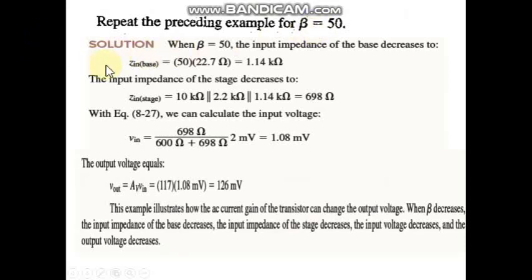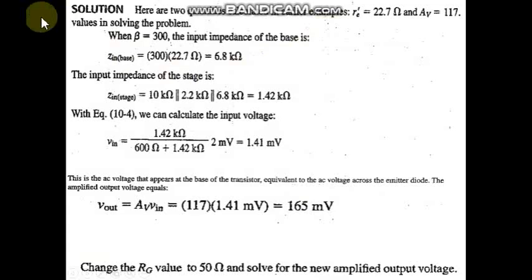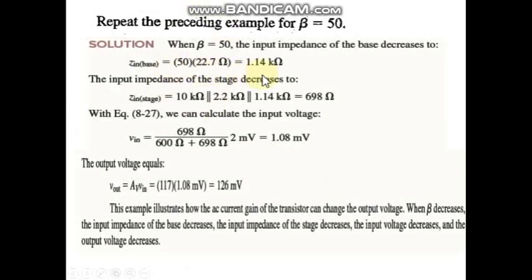Here one more variation of the example is given. Repeat the preceding example for beta equal to 50. Now your beta is changed. So beta was 300, now it is changed to 50, and you need to recalculate the values.